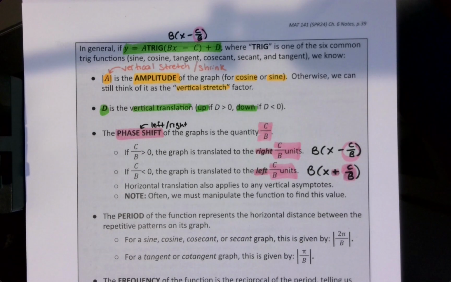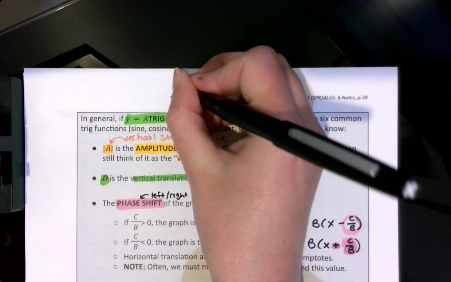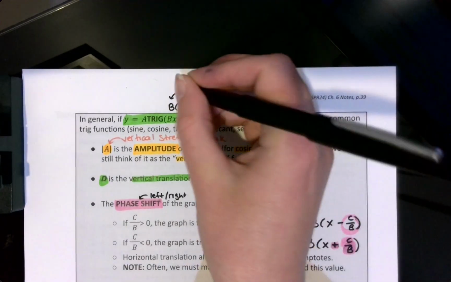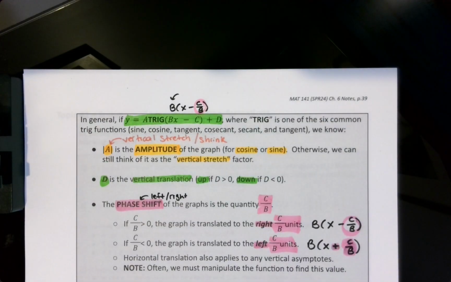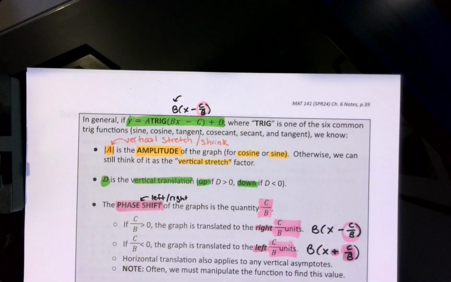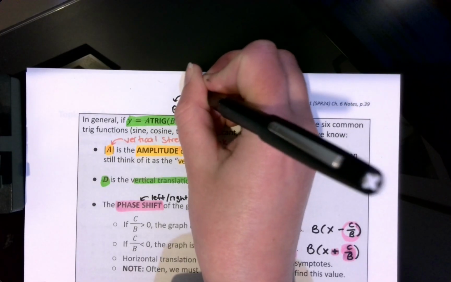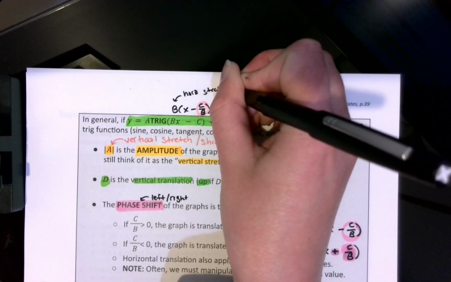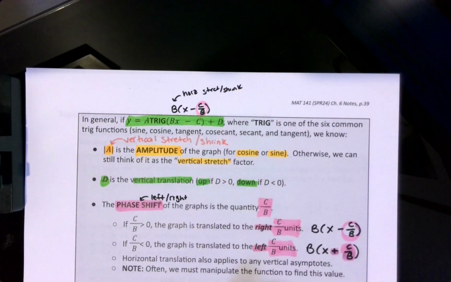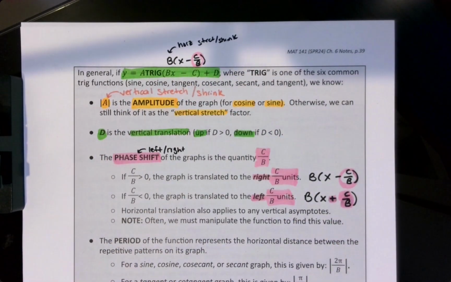And of course, there are other transformations. Like we know that B itself is the horizontal stretch or shrink. It doesn't get a special name. So we're only writing down things that have special names like amplitude, phase shift, vertical translation. So we know that B is the horizontal stretch shrink, and not even mentioning all of the possible reflections if A or B is negative. Those are regular transformations.